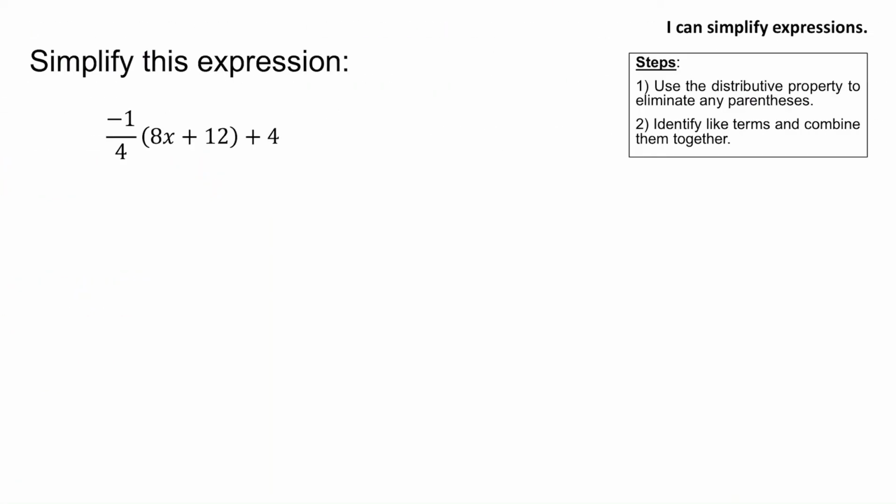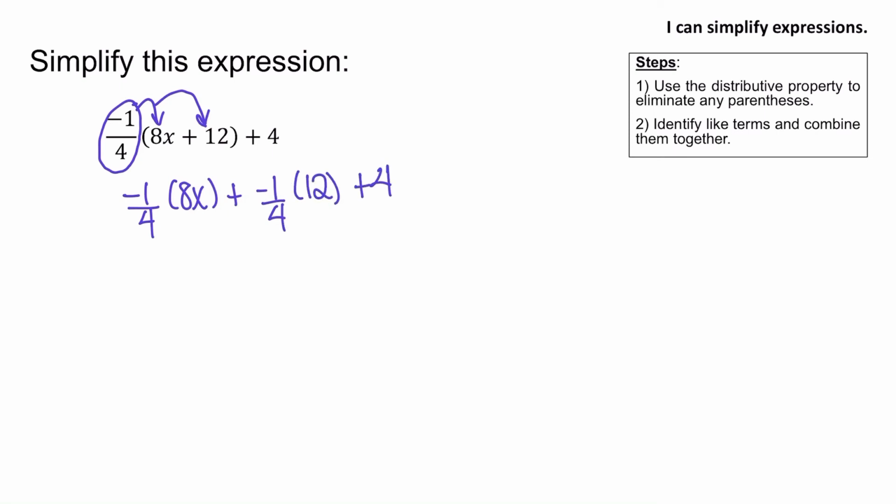So now let's try simplifying this expression. So we have negative 1/4 times 8x plus 12 plus 4. So I'm going to distribute this fraction, and all the same rules we've been using still apply. So it's only going to distribute to the 8x and 12. So we have negative 1/4 times 8x plus negative 1/4 times 12, and then the plus 4 at the end.